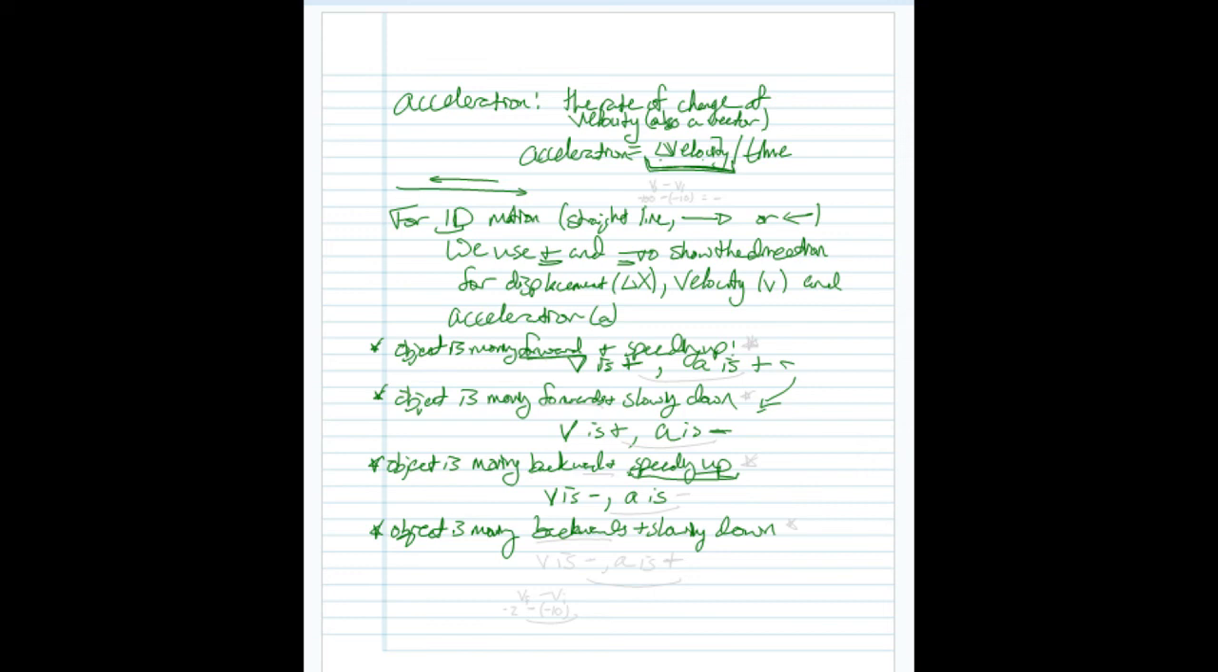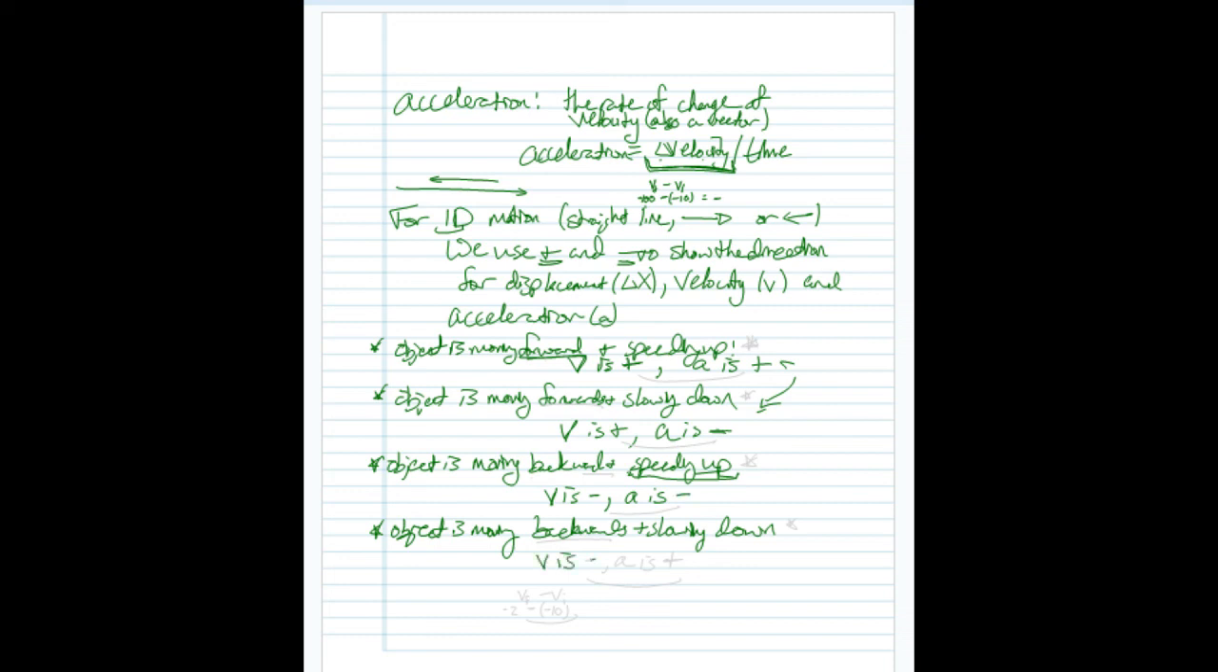So if we think about our final minus initial, V final minus V initial, my V final would be something like negative 100 minus my initial of negative 10. That would be me speeding up negatively. That's still going to give me a negative acceleration.